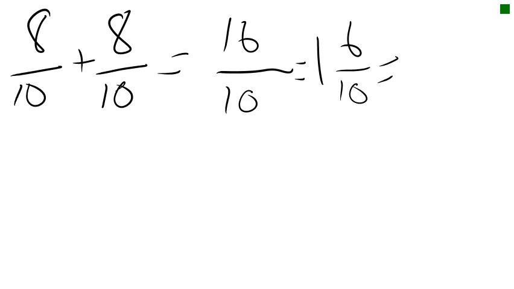We can reduce that by pulling the greatest common factor of 2. So we can go with 1. 6 divided by 2 is 3. 10 divided by 2 is 5. So 1 3/5. So there you go. That's that one. Let's go ahead and do a different one.